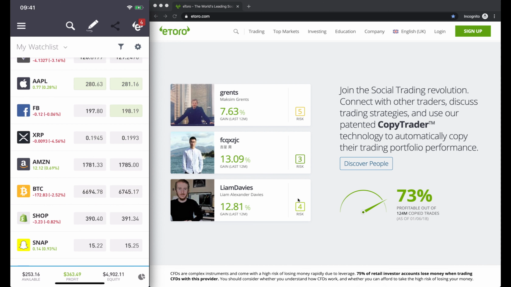All you have to do is provide a set amount of money, and the other trader will take your funds and invest that money into a range of different companies. That's a really nice way to have a hands-off approach to investing. And the way you achieve this is with the copy trader feature.